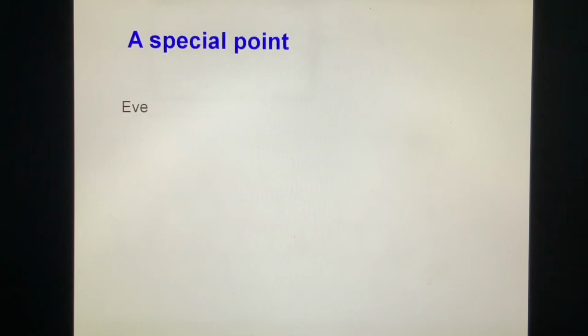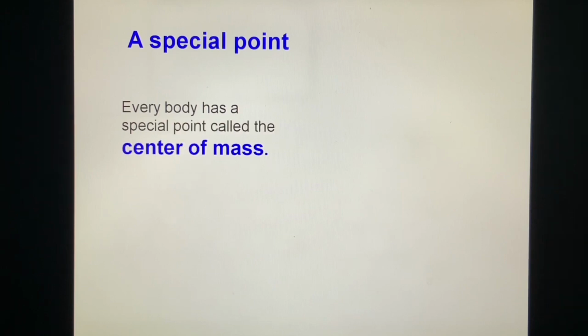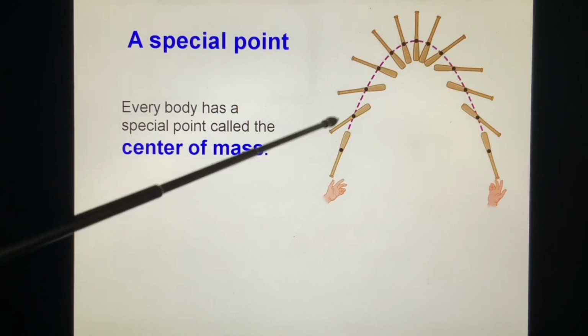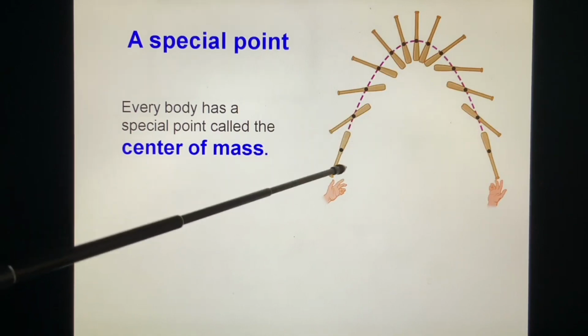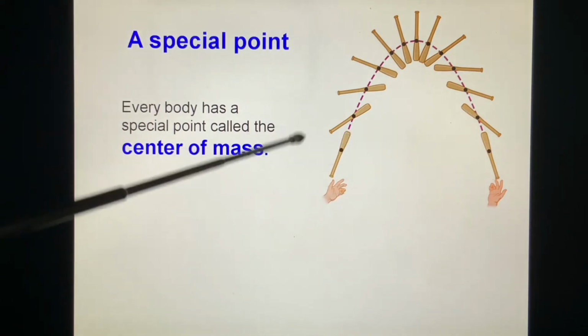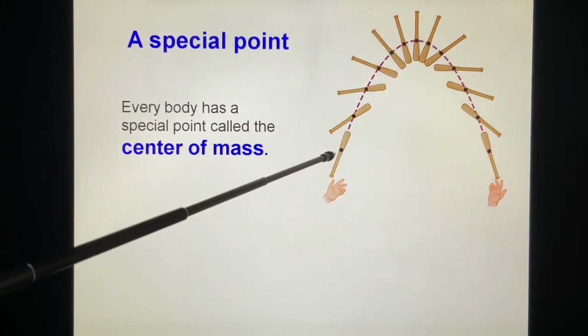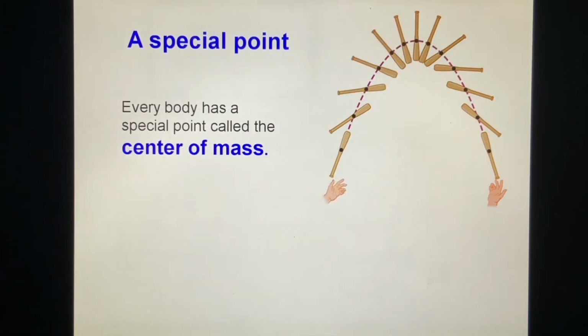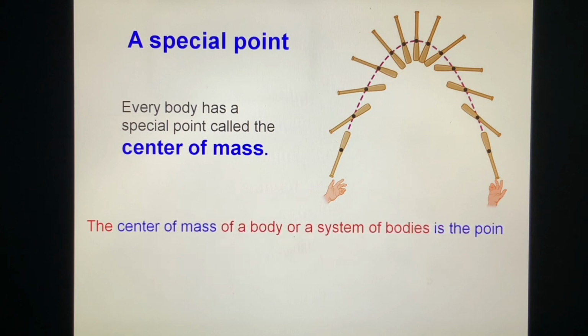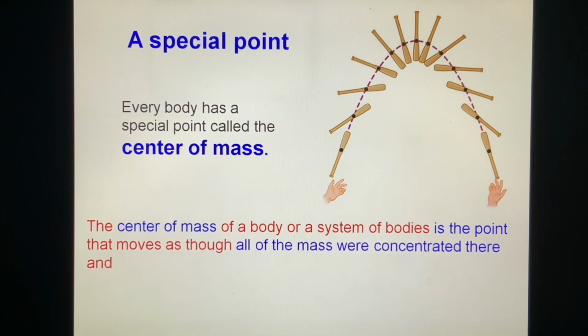A special point. Everybody has a special point called the center of mass. Look at a baseball bat. You throw the baseball bat, it turns around, but if you look at a special point called the center of mass, it moves like a single particle, right? The center of mass of a body or a system of bodies is the point that moves as though all the mass were concentrated there and all external forces were applied there.